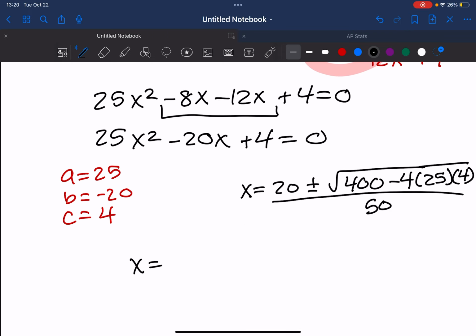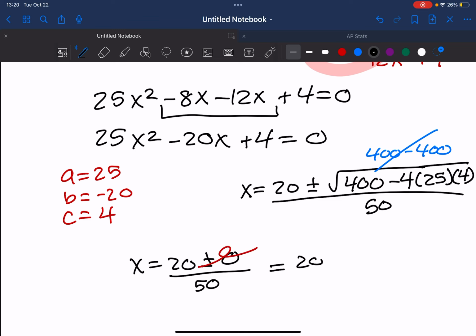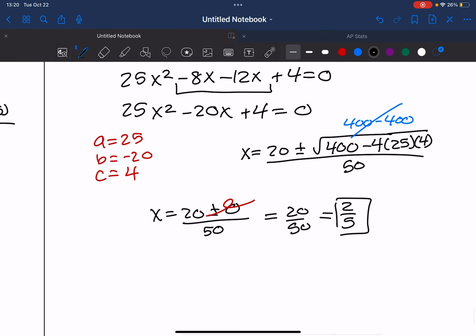So I have x is equal to 20 plus or minus, we already have that 400, and if we multiply negative 4 times 25 times 4, we get negative 400. So 400 minus 400 gives us 0. So we have 20 plus or minus 0 divided by 50, okay? We don't need that plus or minus 0, so technically we just have 20 over 50, which reduces to 2/5. Okay. So instead of 2 roots, we now have 1 root, and it is real. So 1 real root.